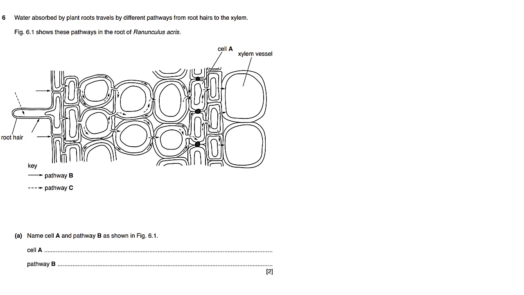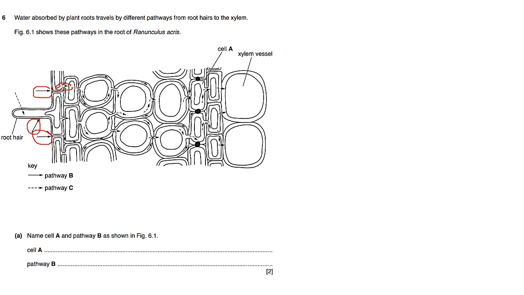It says water absorbed by plant roots travels by different pathways from root hairs to the xylem. And figure 6.1 shows these pathways in the root of that plant. I'm not going to attempt to say that. So let's just look at the different pathways. We have pathway B and pathway C. So pathway B there, the ones with the straight arrows, you can see them over there. And pathway C has a lot of dotted arrows. So actually pathway C is quite common over here.